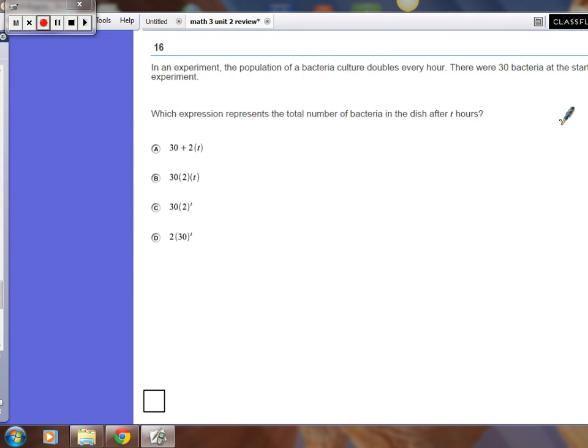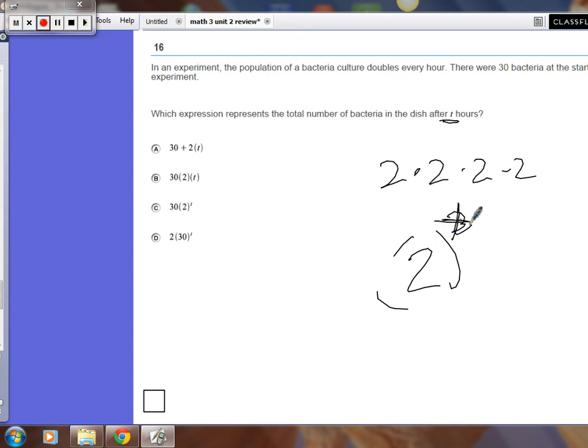16. Okay, in an experiment, the population of a culture doubles every hour. There's 30 at the start. Which expression represents the total after 3 hours? So doubling, that means you're going to times by 2, times by 2, times by 2. So if it doubles every hour, it's going to be 2 to the t, whatever t is. So how many ever times you double it, that's what's going to be t.